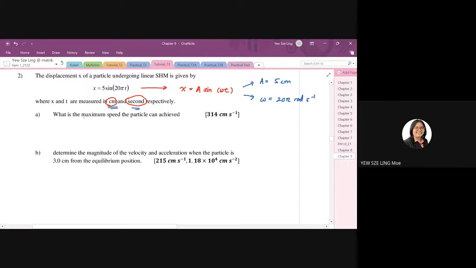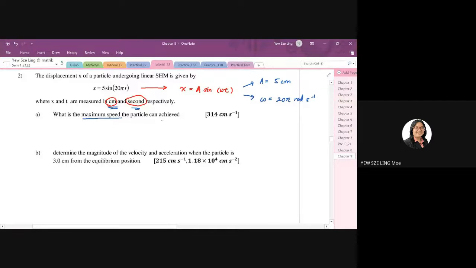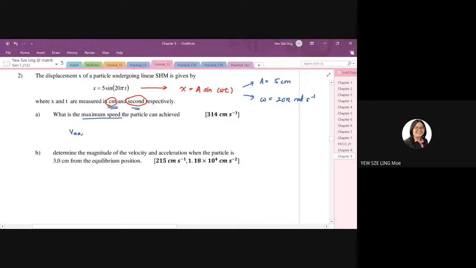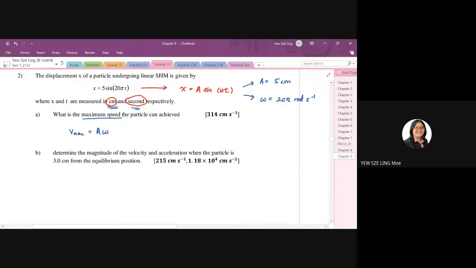The question is asking for maximum speed. So what is the equation for maximum speed? Well, we have the equation already. V max equals A omega, which is then equal to my A, 5 cm. Of course, you can change it to 5 meter, and sometimes indeed you need it in meter.